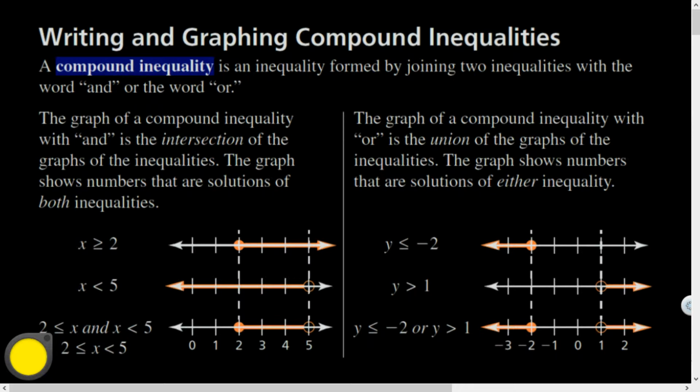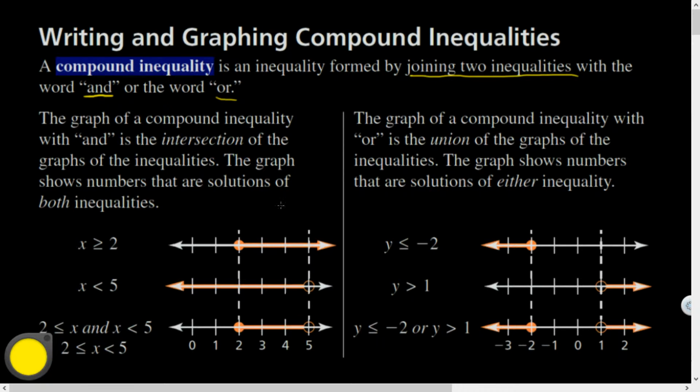Section 2.5, Compound Inequalities. You thought one inequality was complicated. Well, what if there's two at a time, simultaneously happening? Yeah, that's pretty much the idea. I'll show you how it works. This is going to be great. By the end of the video, we'll know what this is. A compound inequality is an inequality formed by joining two inequalities with the word and or the word or. So joining two inequalities and then having a logical combination between them.